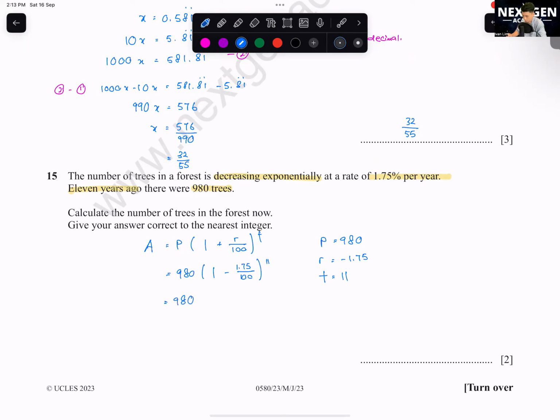You don't have to type in the whole thing if you don't know how to do it. Just do the bracket first. Here will be 0.9825 to the power 11, which equals 807.